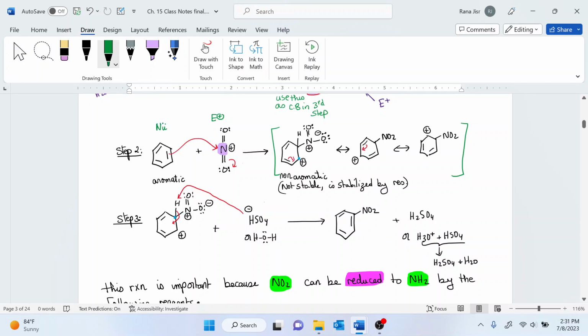So you take one of these intermediates and you react it with the conjugate base that is formed in the solution to regain the aromaticity back of the ring. Whether you use the hydrogen sulfate or you use water as a base, both are going to come and take the hydrogen to restore the aromaticity of the ring, and you are going to create your nitrobenzene product. Plus, you're going to regenerate your catalyst back.